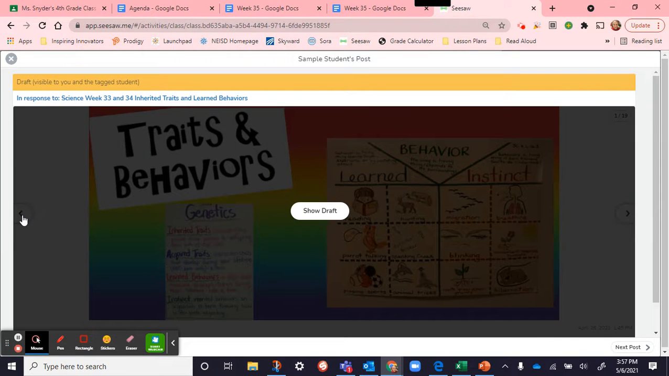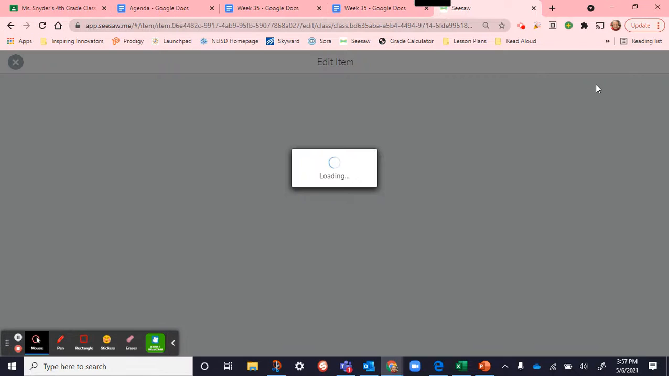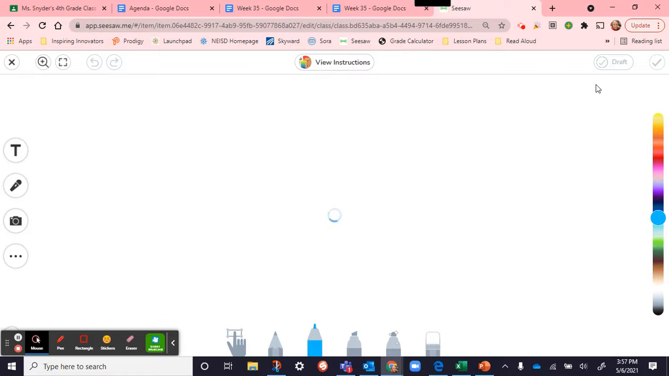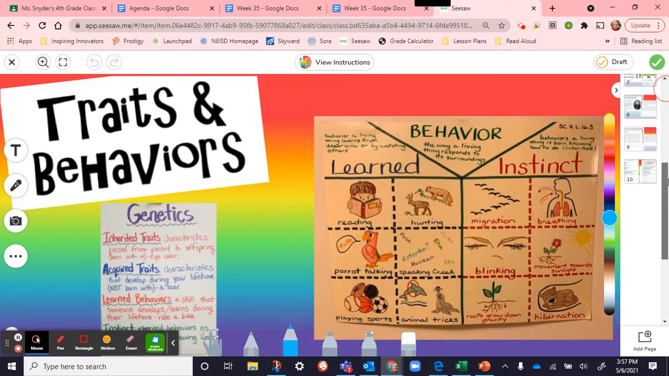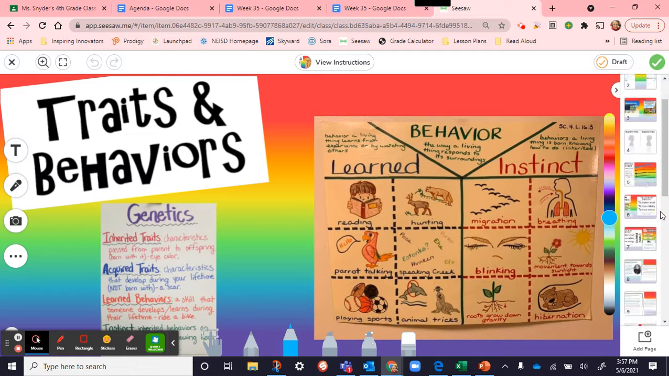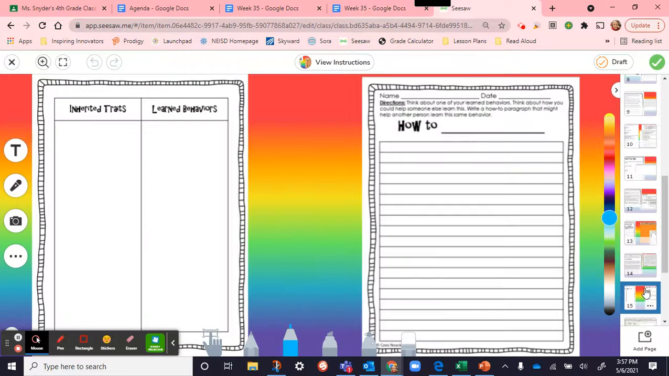And we were just going over, we had a chance to share over on the how-to part. So we were sharing some of our learned behaviors. And so people were sharing how you cook something or how you play something or how you roller skate or how you draw something. So this page 15, we had quite a few people share something that they've learned.